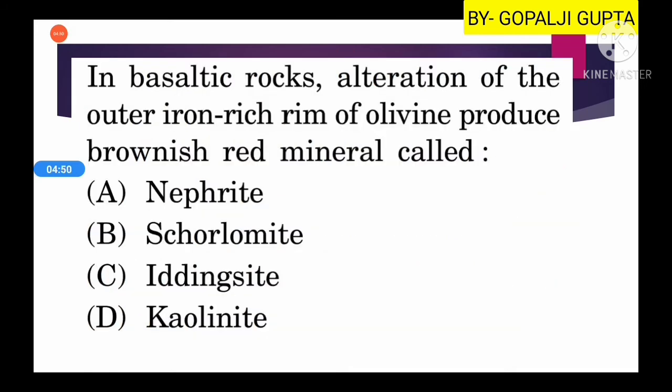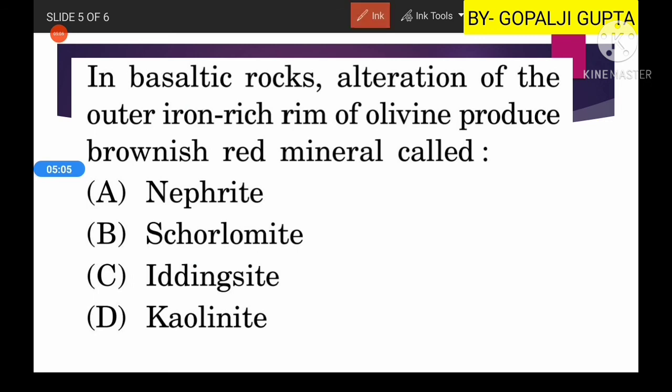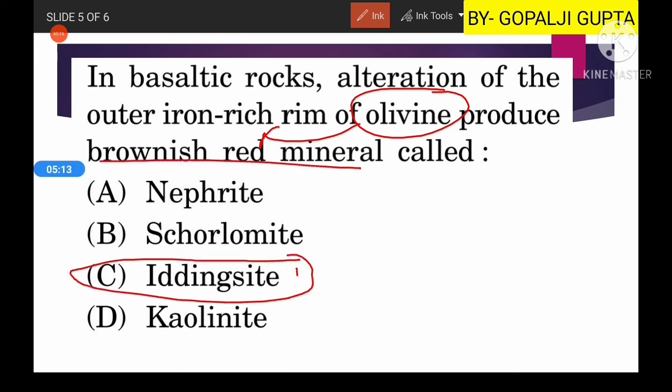Then another question is: in the basaltic rocks, alteration of the outer iron rich rim of olivine produces a brownish red mineral called. So whenever the basaltic rocks get altered, the olivine converts into a brownish red mineral, and this brownish red mineral is known as iddingsite.